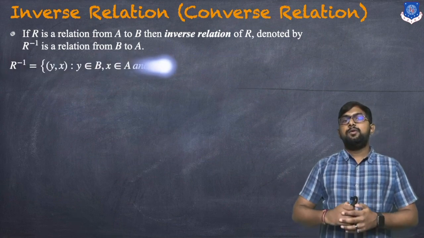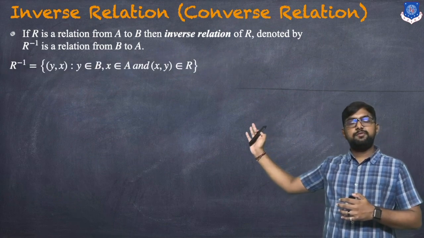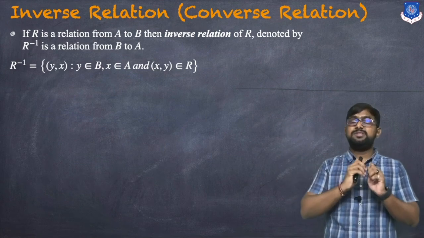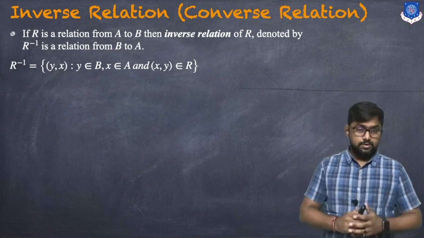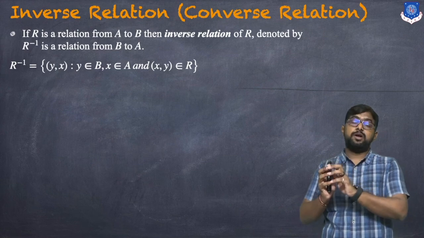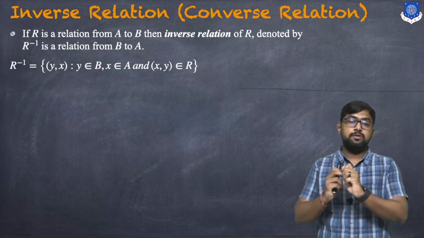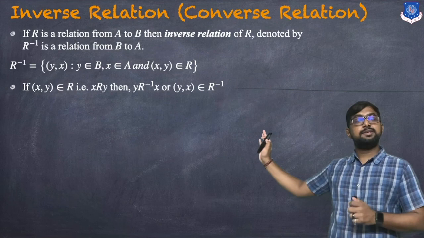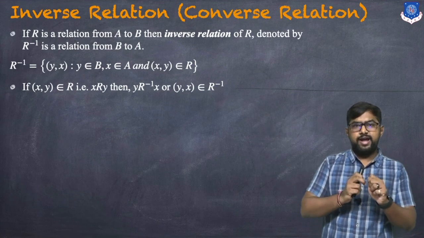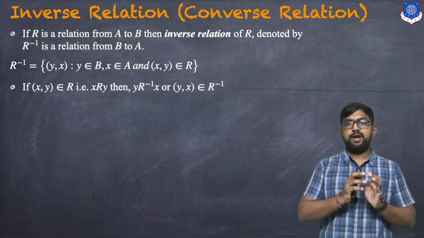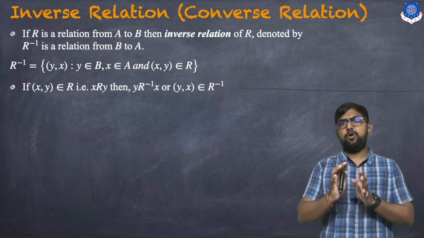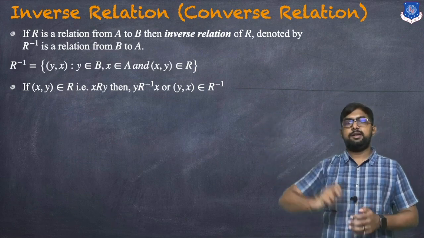Now this R inverse is defined as the set of all (y, x) such that y belongs to B. So that means the second element comes from B, the first element comes from A. And obviously this (x, y) belongs to R, so that means x has to be related to y. So if (x, y) belongs to R, that is x is related to y, then we can say that y R inverse x, or (y, x) belongs to R inverse. So that means y is inversely related to x, or (y, x) belongs to simply R inverse.